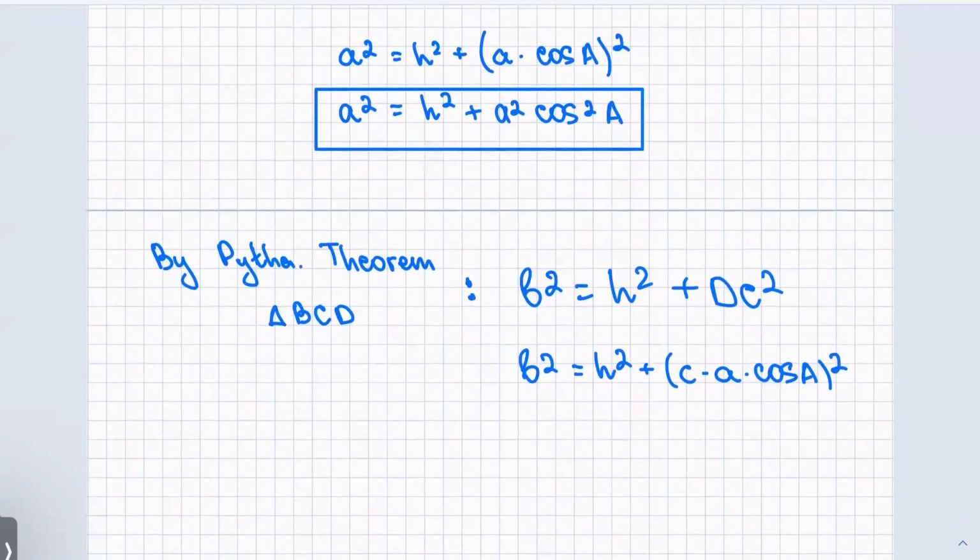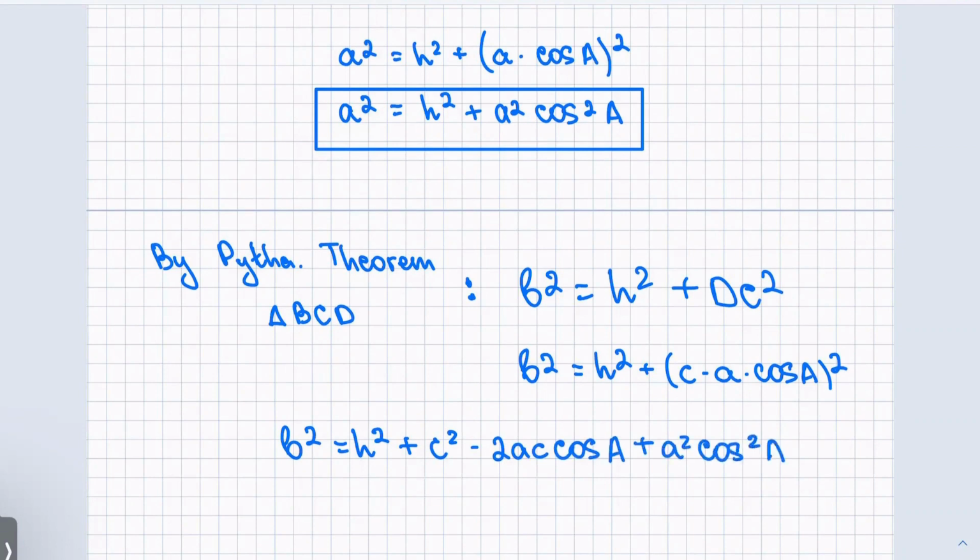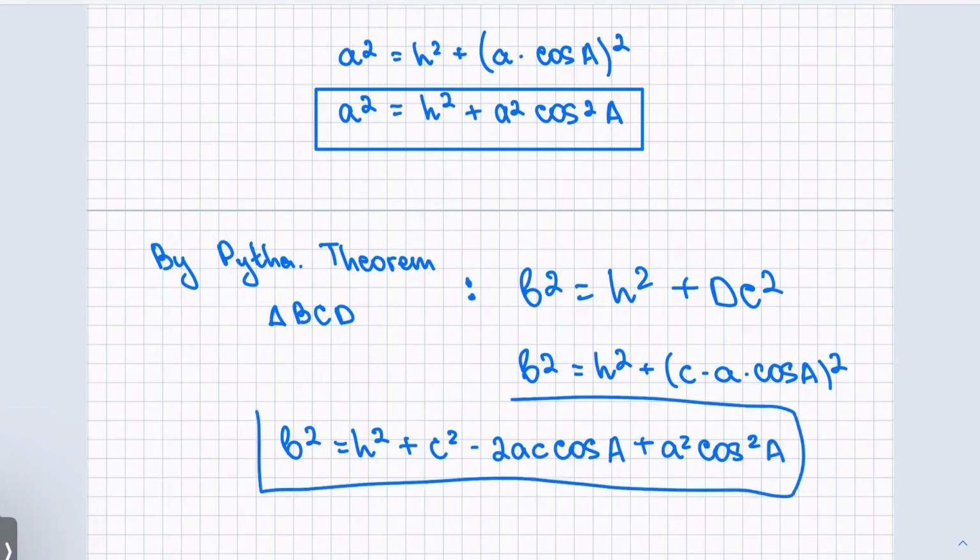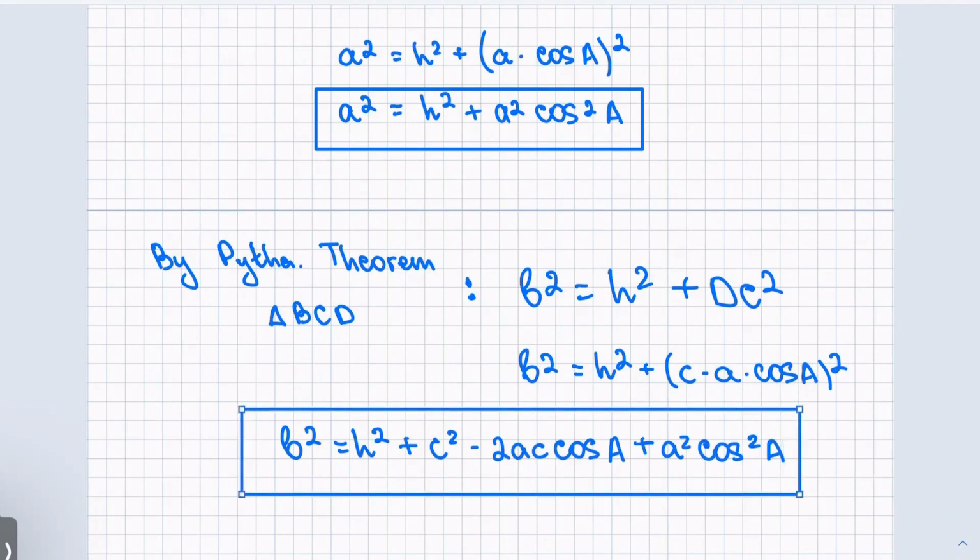Very good. Now let's work a little bit on this expression. Let's apply some algebra. We know the square difference formula, so we'll just apply it here. It will be plus C squared minus 2AC cosine A plus A squared cosine squared A. Very good, dear students. So this is our expression number 2.